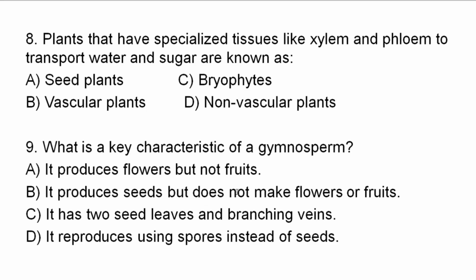What are the key characteristics of gymnosperm from the given alternatives? A, B, C, or D? Which one is the correct answer? I hope all of you got the answer. The correct answer is B. It produces seeds but does not make flowers and fruits.